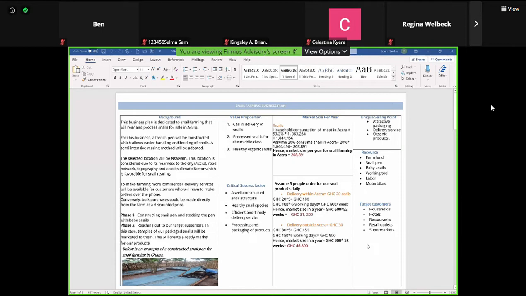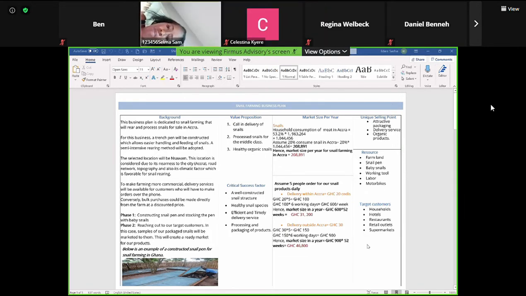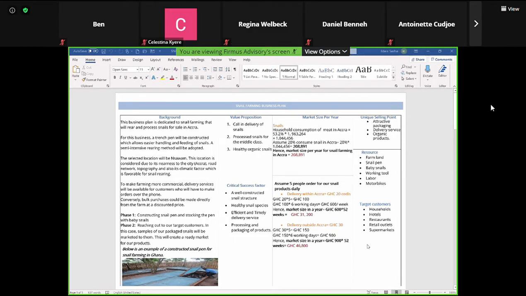There are phases to it, construction of the pen and all those things. So that gives them the background. Now, my value proposition is okay. Like I said, what problem am I trying to solve? People have issues getting good snails. If I don't go to the market, I can't get it. But I like it. I don't have the time to go to the market. So you can place your order, call in, and I'll do the delivery.